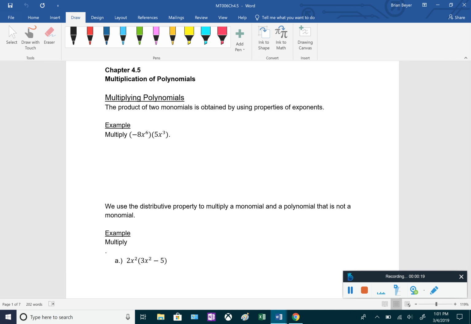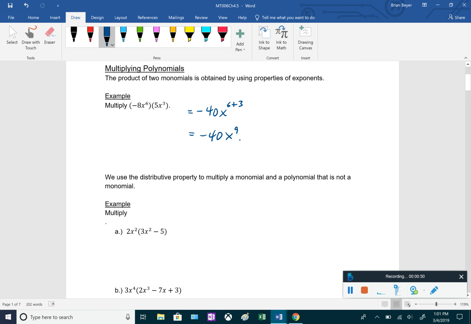So remember that a monomial is a polynomial with one term. So for example, let's multiply negative 8x to the 6th times 5x cubed. So we have to multiply the negative 8 times 5, which is negative 40. And then x to the 6th times x cubed, we have to add the exponents. So it's x to the 6 plus 3, which is x to the 9th. Okay, so that's it for that one. So hopefully that one's not too bad.